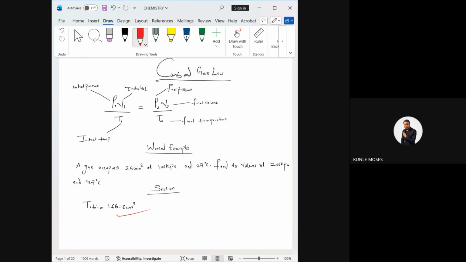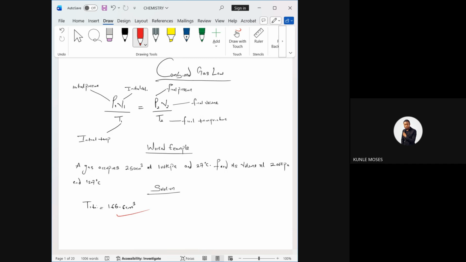And how do you cram the formula? Anything 1 is in one place, anything 2 is on the other side. For example, P1 V1 T1 are in one place, and P2 V2 T2 are in the other. So just know that you are multiplying P1 with V1 and dividing by T1, and you equate it to P2 V2 divided by T2. I believe that is taken.